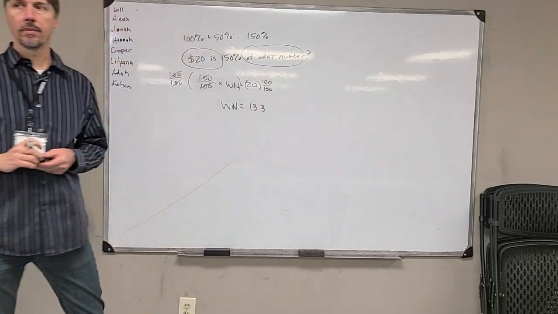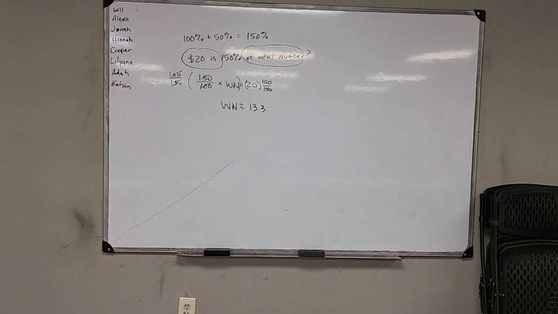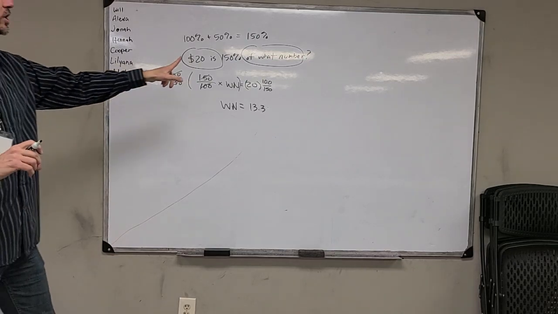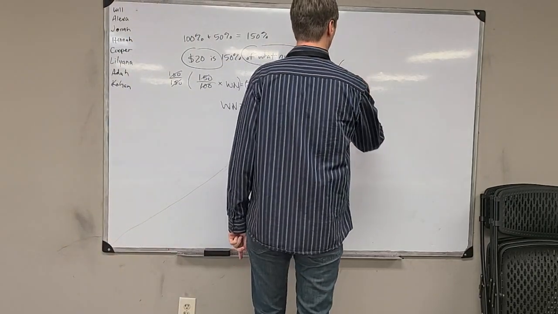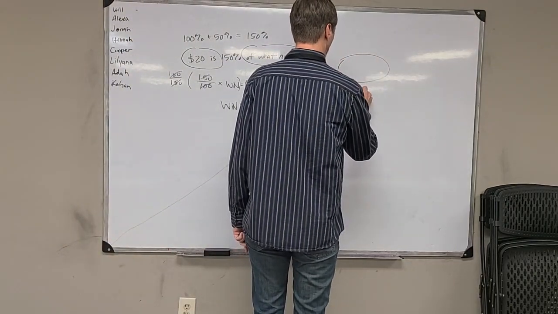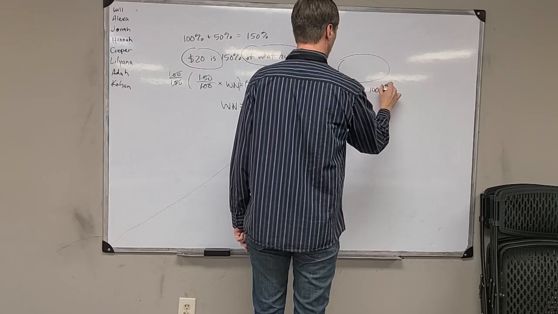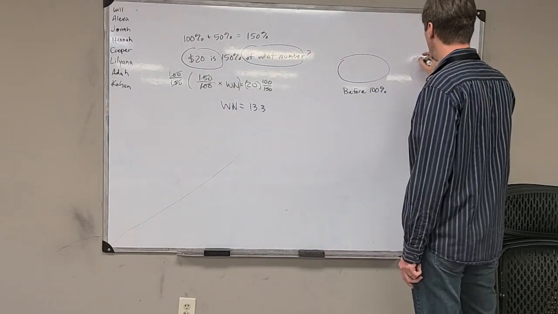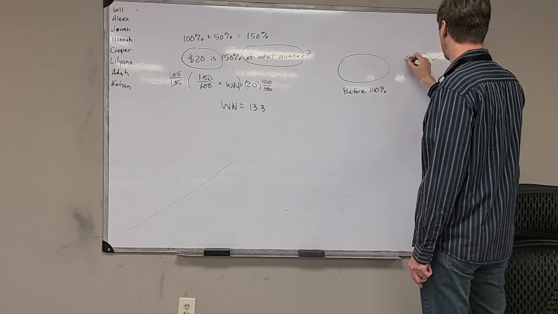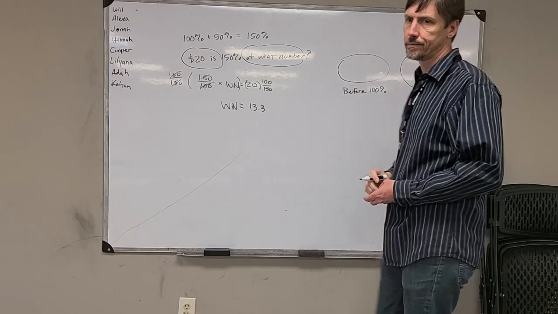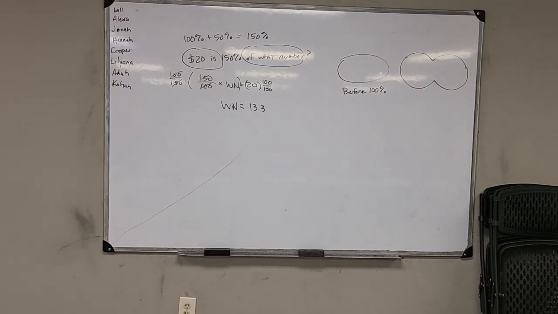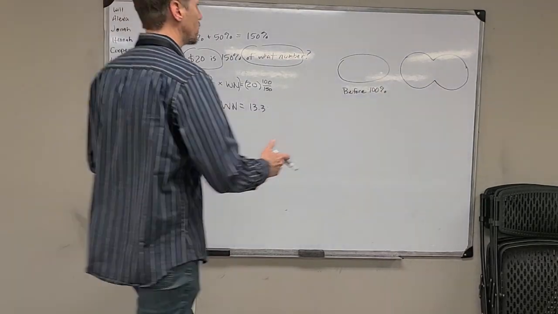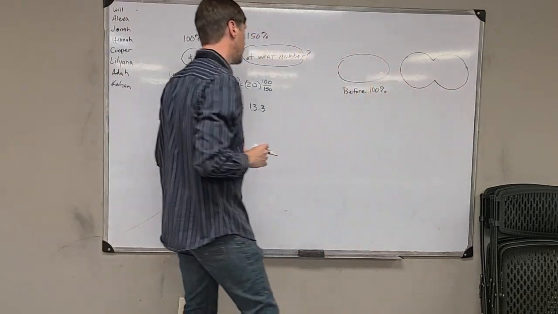Now, what about your diagram? The diagram is going to look a little different whenever you've got a percentage that's greater than 100%. The first part of your diagram is going to look the same. You're going to have the before, which is the 100% part. But then your after is going to look like that, because there was an increase. Because it got bigger. So our circle over here grew compared to this one.